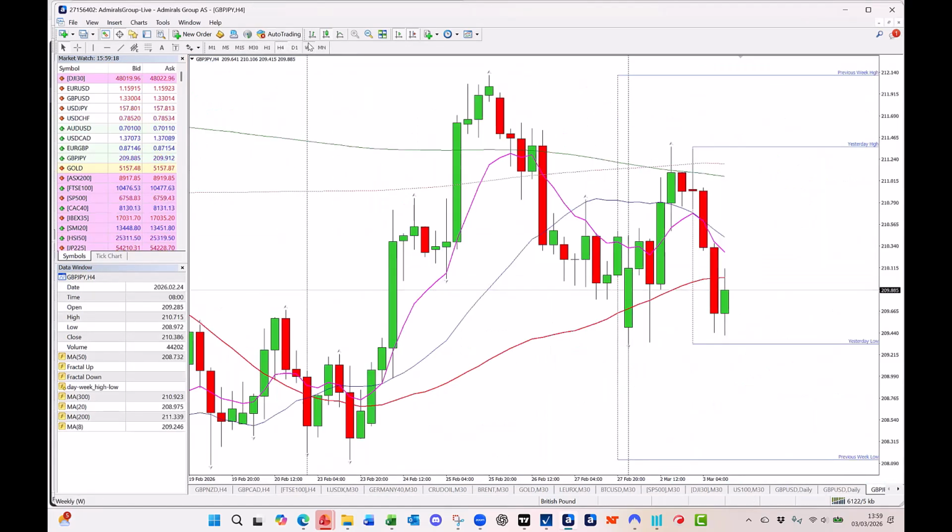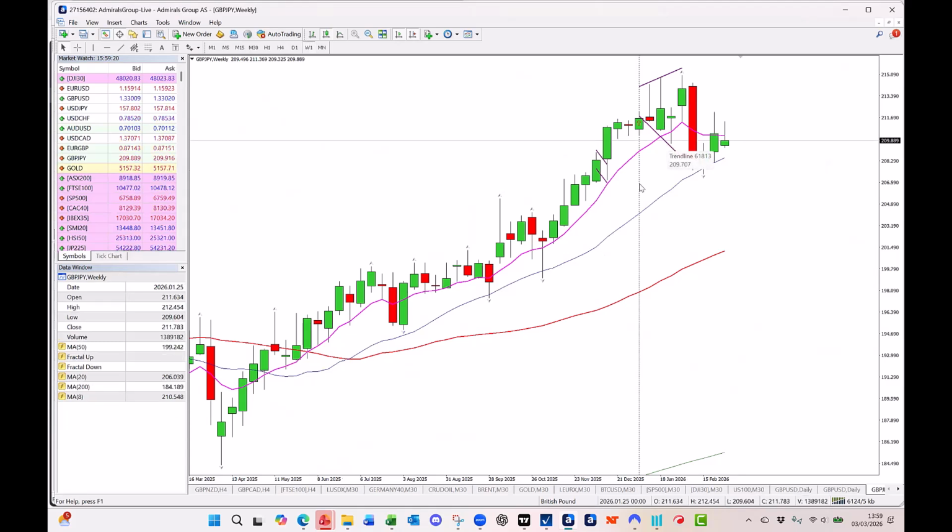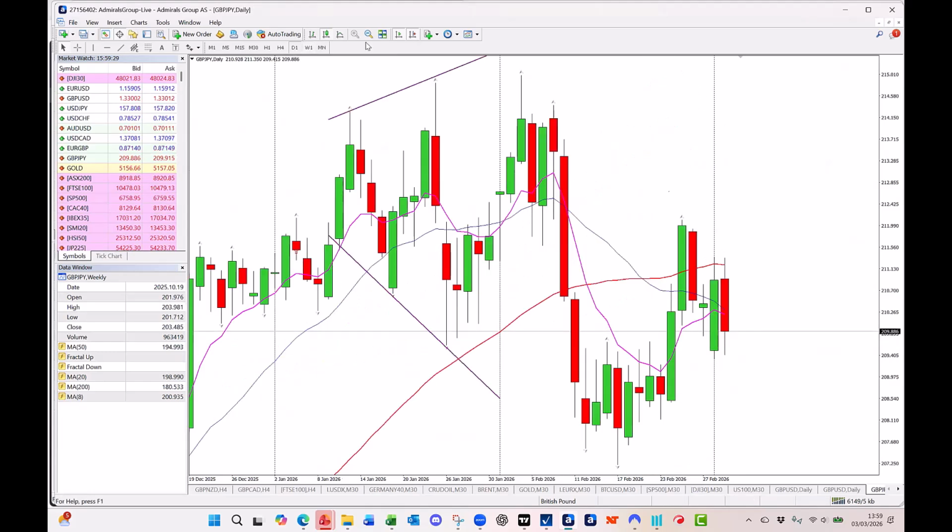Pound against Japanese yen. Remember, Japanese yen is at the bottom of the pile, and yet we had this broadening formation on the weekly chart. We're making lower highs here. Okay, the daily chart is messy. All right, it is very messy.